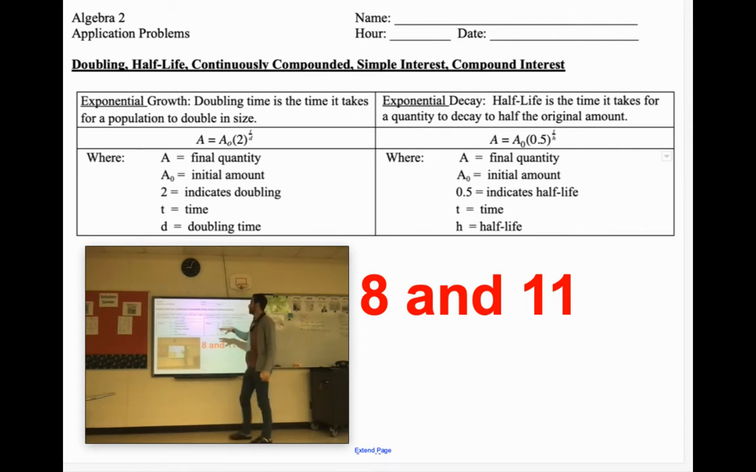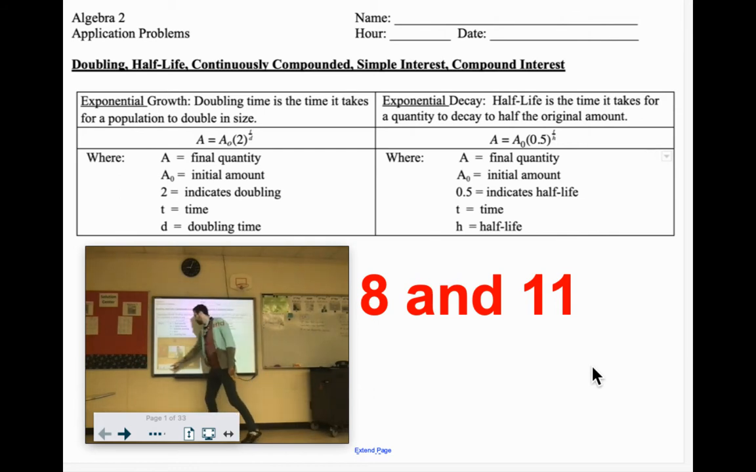First thing I want you to do is on your sheet there, you could cross off numbers 8 and 11. Now we're going to go over some of them right here, and then the assignment is to finish the rest on your own. So we'll do a little bit of each problem. We're going to talk about half-life a lot with these exponential decay problems, and they'll talk about a population doubling, which would be exponential growth.